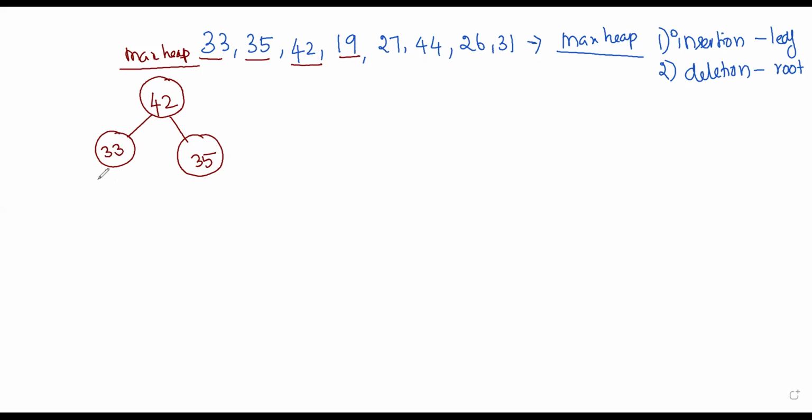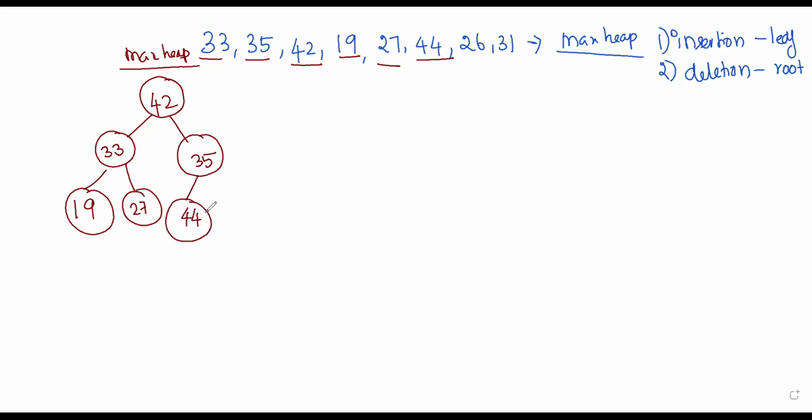Next is 19. Okay, so 19, check with its parent. The parent is greater, so leave it. Next is 27. Okay, so 27, check with its parent. It is greater, so leave it. Next is 44.